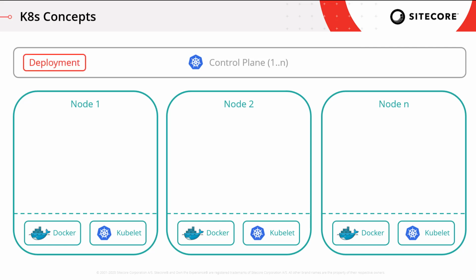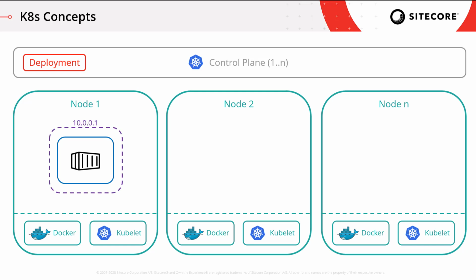So we start by creating a deployment. As we mentioned on the previous slide, a deployment contains details of a desired state we want to create. This deployment will cause a number of pods to be created, and each pod will contain one or more containers. In this example, we have a single pod containing a single container. Finally, we create a service for that deployment, which assigns it an internal IP.